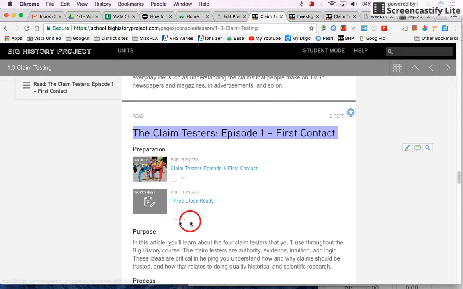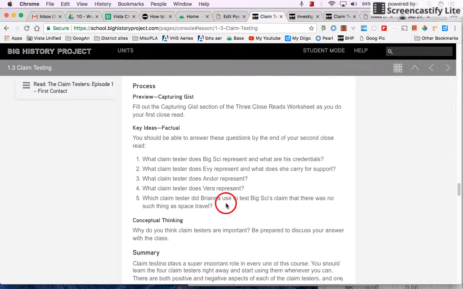Reminder, you don't have to do the three close reads. That's going to accompany every single article in all of Big History. You're always going to see that, as far as I know. You can ignore it every time, okay? You're taking notes in your notebook.